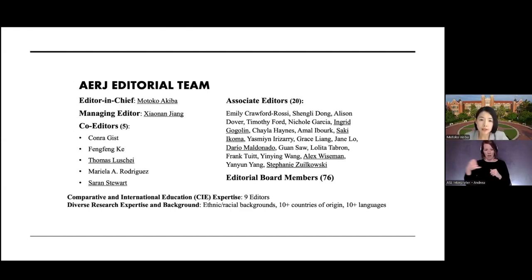I highlighted those editors who have comparative international education expertise. So 9 of us have that expertise, either because we have a degree or because we have extensively published our research in the field of comparative international education. So we have a team who can understand, who appreciate, and who can guide our authors toward publication. And collectively, we have very diverse research expertise and backgrounds, with various methodologies. We are very diverse in terms of ethnic and racial backgrounds. We are coming from 10 plus different countries of origin. We collectively speak more than 10 different languages.